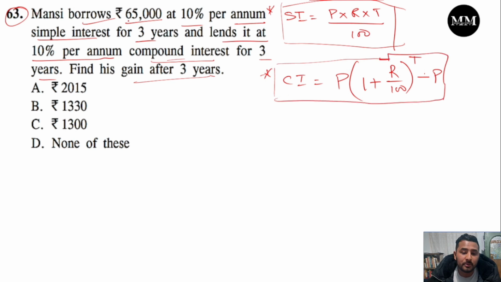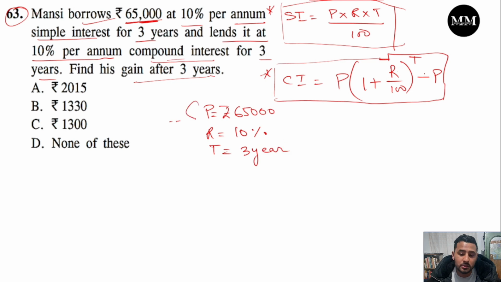First of all, the principal amount is how much? It's rupees 65,000. P is 65,000. Don't be confused, this is the principal amount. Then rate is 10%, and time is 3 years. So we'll use these for both simple interest and compound interest. What we have to do is find the value of simple interest and compound interest, then subtract to find the gain. So let us find simple interest first.